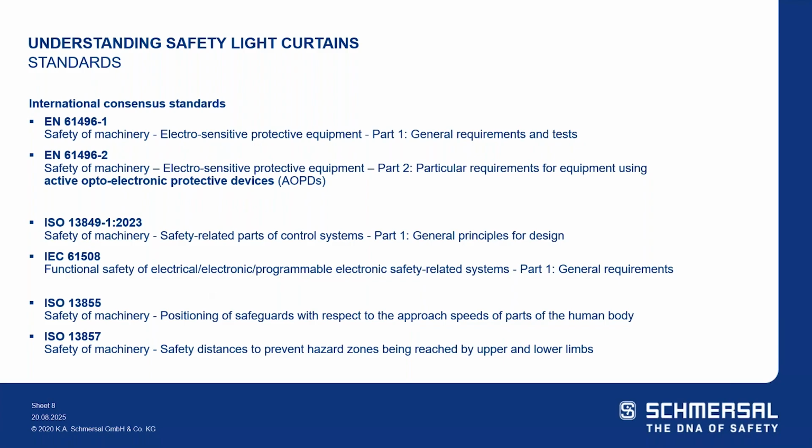So safety of machinery, 13855 is the positioning of safeguards with respect to the approach speeds of parts of the human body. And 13857 is the safety of machinery, safety distances to prevent hazard zones from being reached by upper and lower limbs.